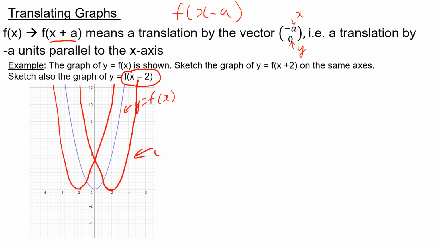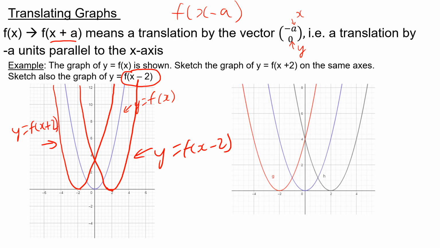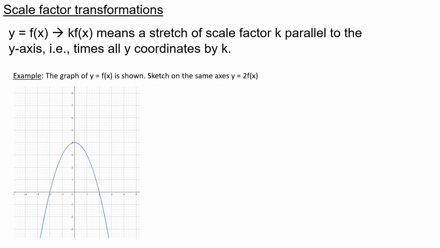So this should be y equals f of x minus 2, and this one is y equals f of x plus 2. Again, a slightly neater picture of the situation is here. We can see f of x plus 2 is moved 2 places to the left in red. F of x minus 2 moved 2 places to the right in grey.